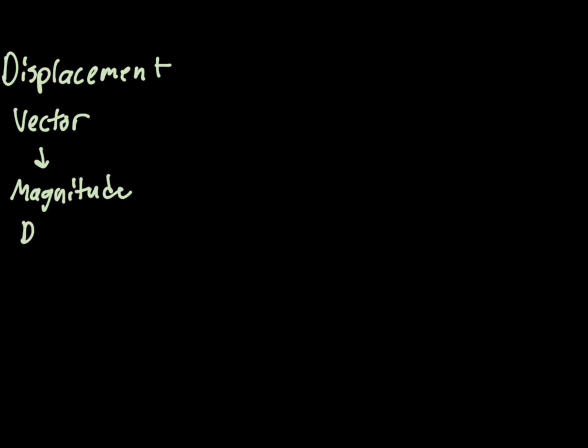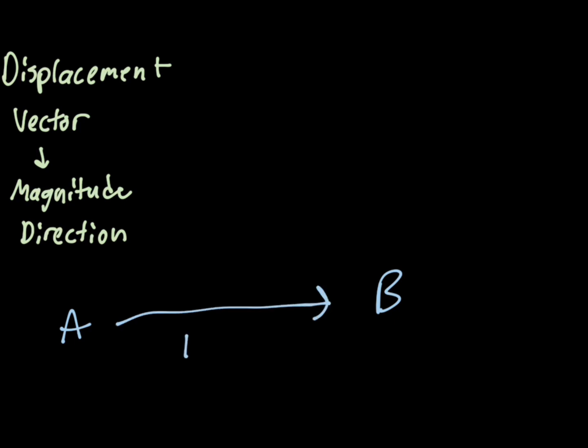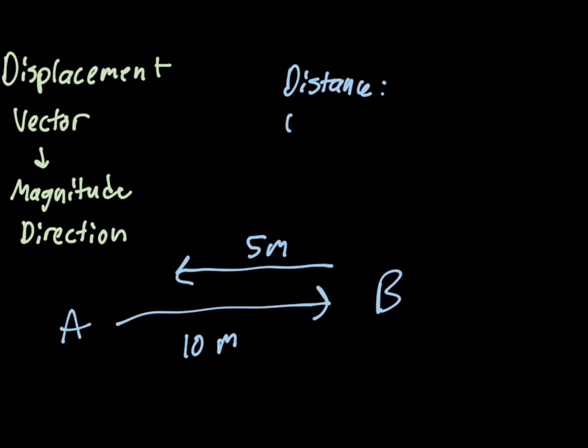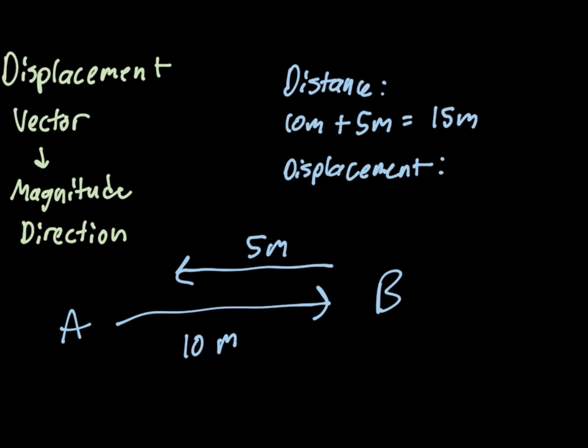However, let's say that instead of distance, we were using displacement. Displacement is a vector, and that means it has both magnitude and direction. Let's go again and look at our path from A to B, but let's say that we went 10 meters this way and 5 meters this way. Our total distance would be 10 meters plus 5 meters, giving us a distance of 15 meters. However, for displacement, we went back 5 meters. Because displacement involves direction, this would be 10 meters minus 5 meters to give us a displacement of 5 meters.